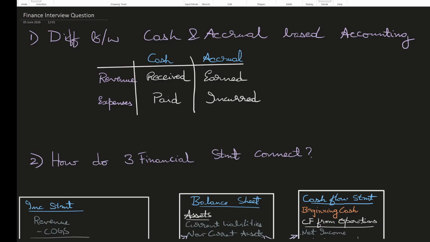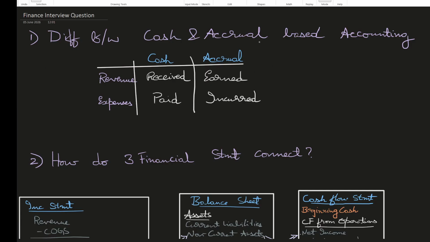First question is the difference between cash and accrual based accounting. The first type, cash based accounting, shows you the transaction when cash goes in and out of the company. So, a revenue is recognized when cash is received, and expense is recognized when cash is paid.